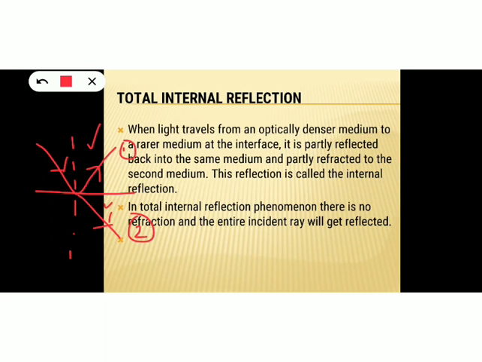So this reflection is known as internal reflection because the incident ray is reflected back internally to the same medium. So that reflection is called internal reflection. But for a particular angle of incidence, a situation occurs where the whole of the incident light is reflected back. That means we can't observe the refraction phenomenon. This phenomenon is known as total internal reflection, and we can observe it only for a certain angle of incidence. So let's discuss that.